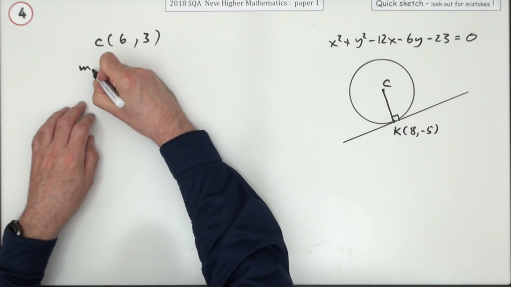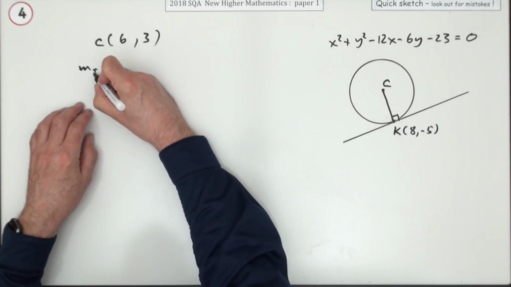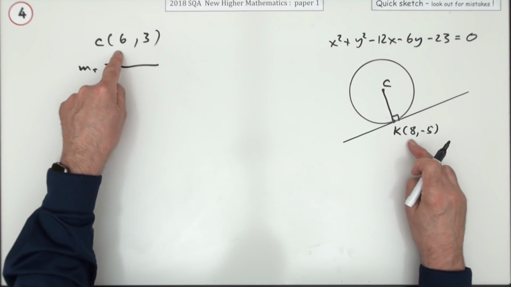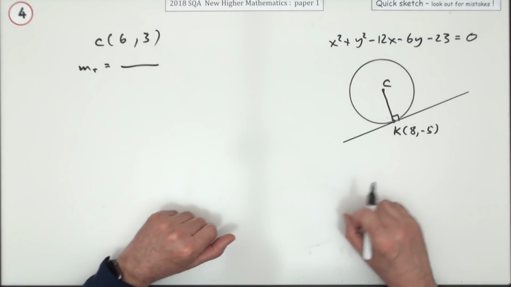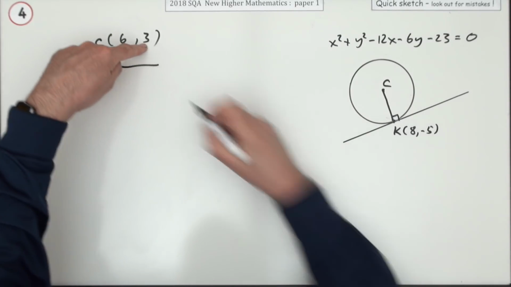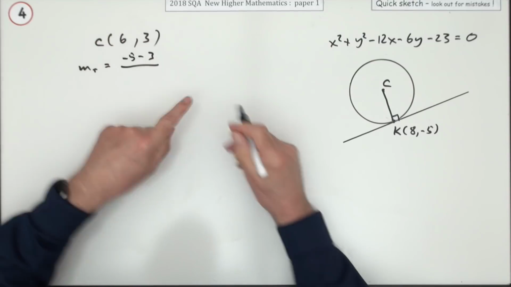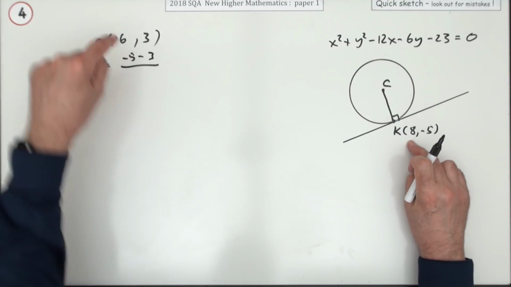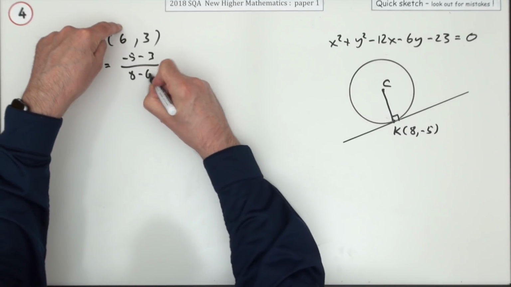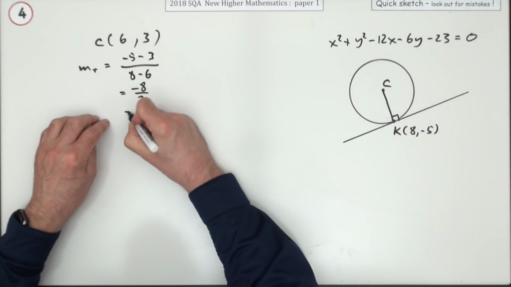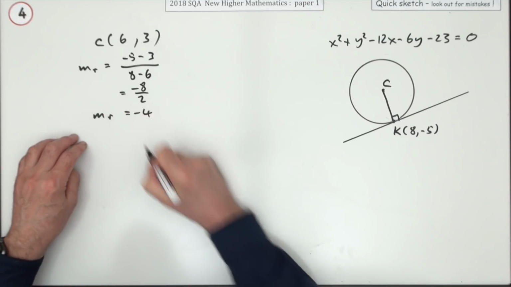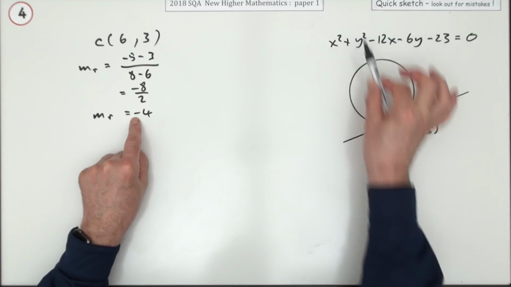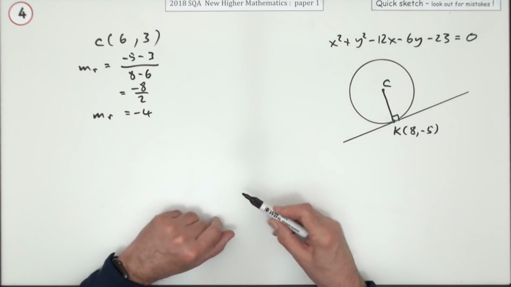So now what is the gradient of this radius, or call it the gradient of CK if you will? Difference in the y coordinates over the difference in the x coordinates. Any order you like, I'll start with this one. -5, take away 3. Make sure you do y on top, distance up over distance along. This one, 8, take away 6 for the difference in the x's. So that's -8 upon 2, so that's -4. That'd be the first mark, the second mark. And it looks about right, it's negative, it's sloping down, and a 4 means it's really steep.